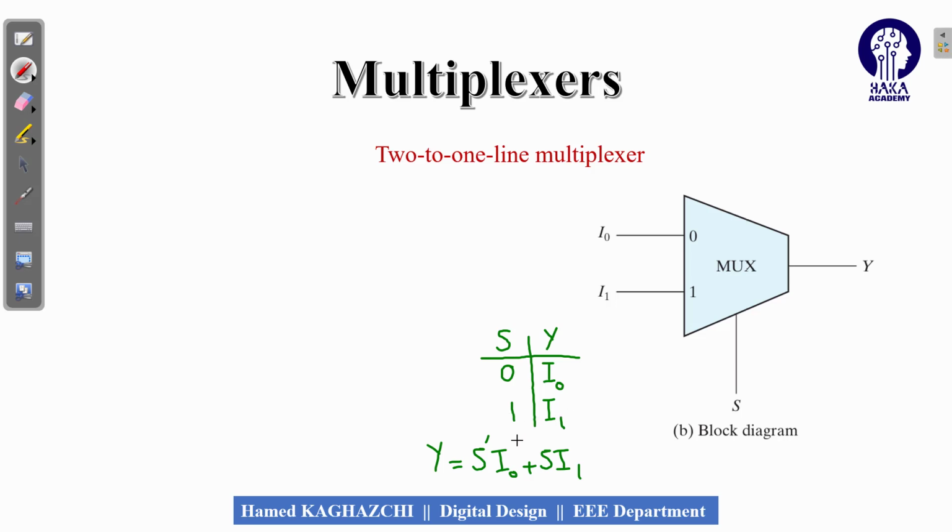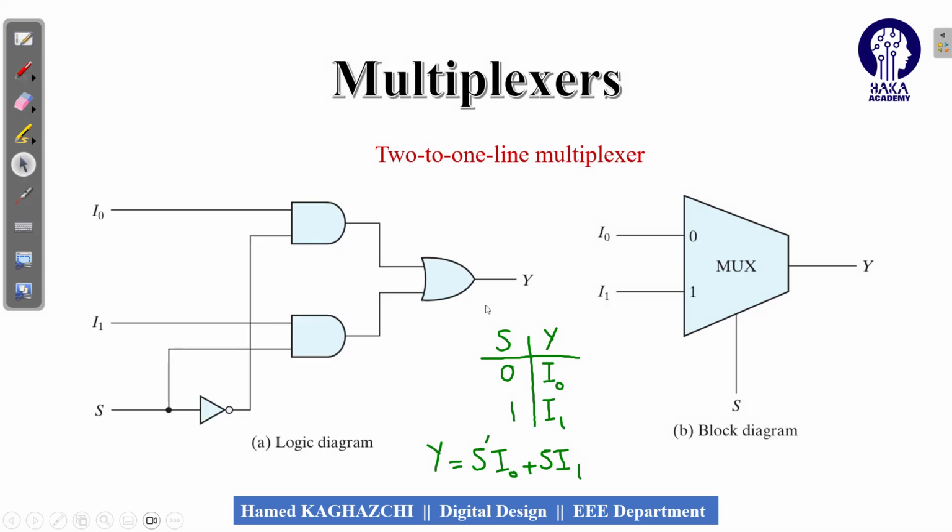Now, according to this concept, I can draw the digital circuit of the 2 by 1 multiplexer. As you can see here, Y will be equal to S prime I0 plus S I1. From here I will have I0, and from here I have S prime. So here I1 and here S. Here we will have S prime I0, S I1, OR them together and produce the Y.